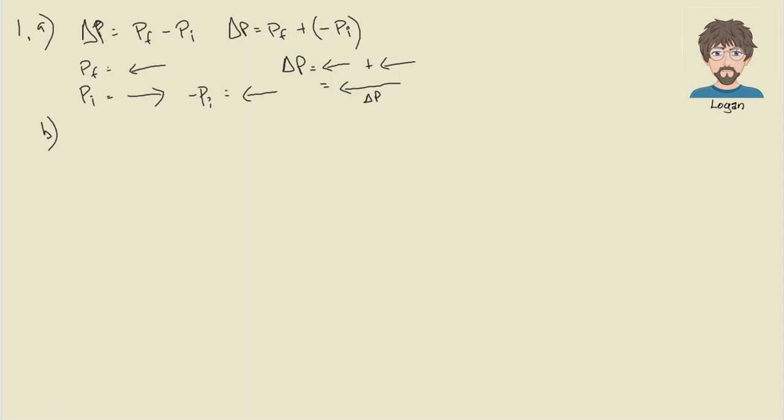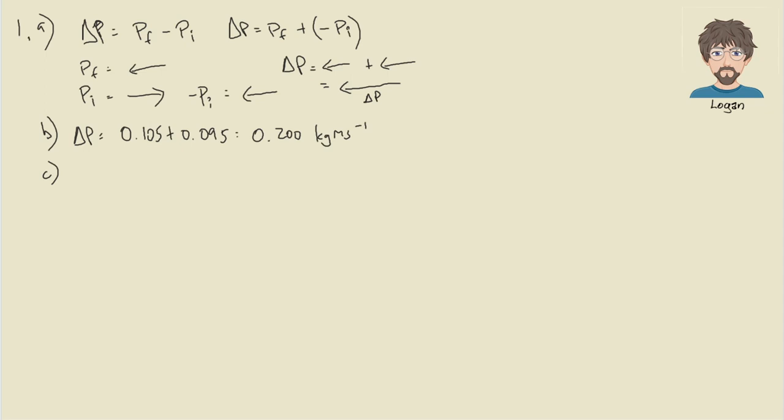Calculate the size of the change in momentum of the ball. So we're just adding together the two momentum magnitudes based on our vector diagram here. So delta P equals 0.105 plus 0.095, which is 0.200 kilogram meters per second.